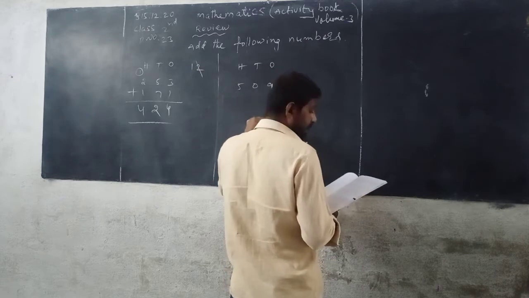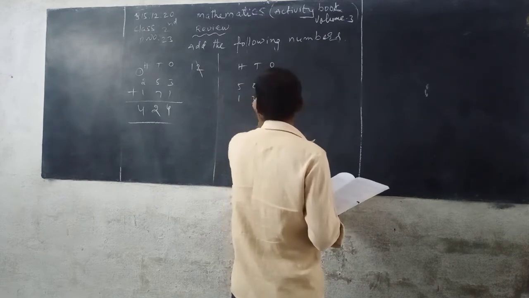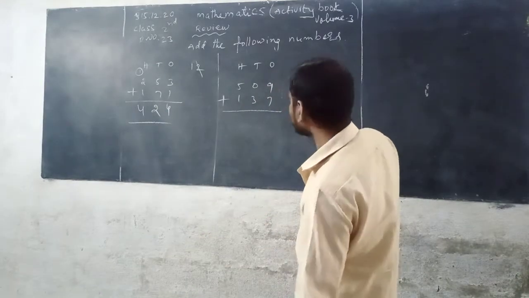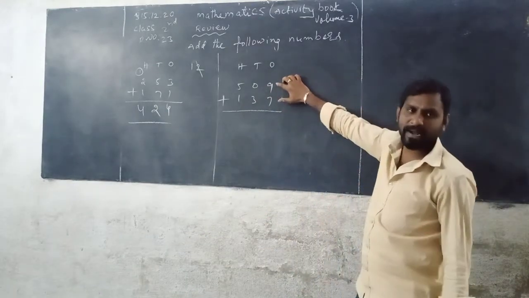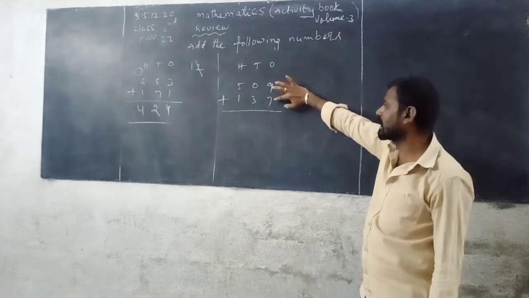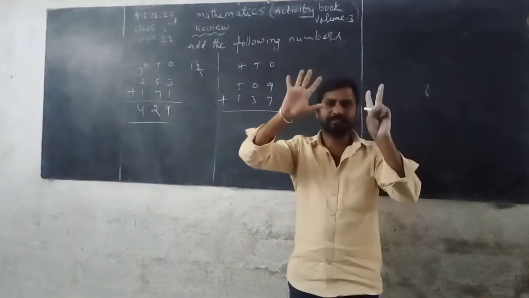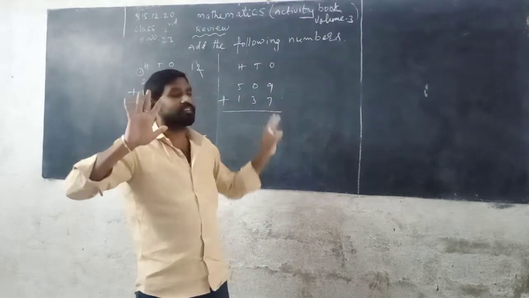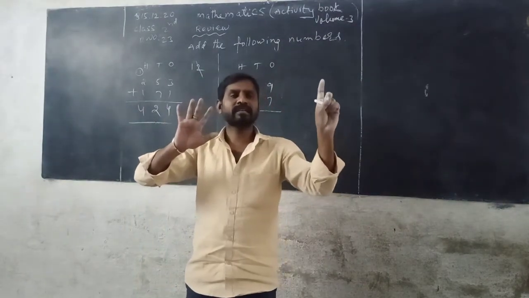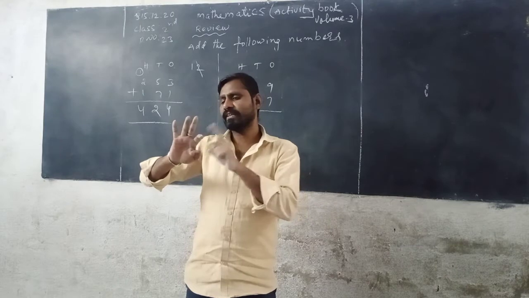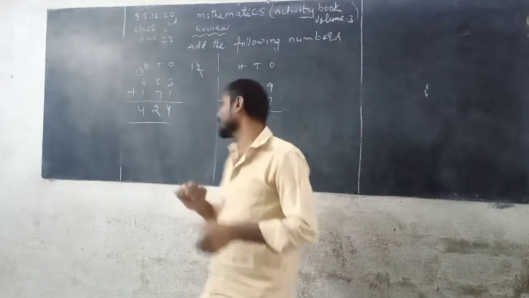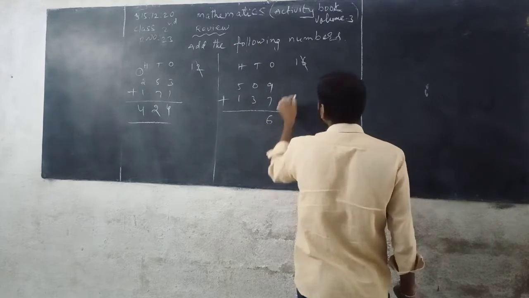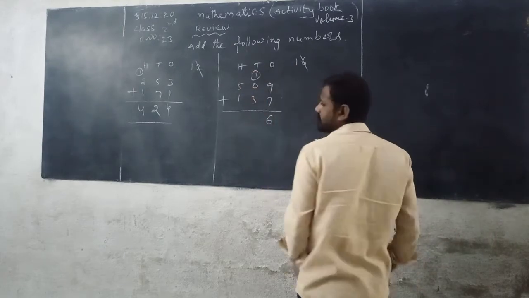109 plus 137. Listen carefully, beta. First we add the digits in the ones place. 9 plus 7. Keep 9 in the mind. We have to take 7 fingers in your hand. You can count 9, after that 10, 11, 12, 13, 14, 15, 16. So in it, 6 is written down in the ones column, and 1 is carried over to the tens place.